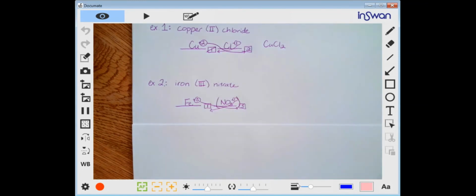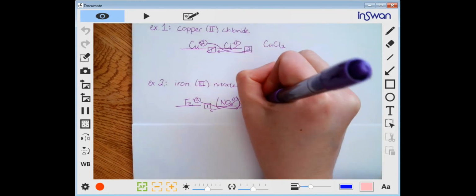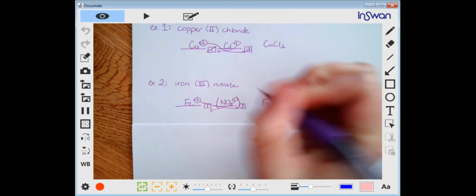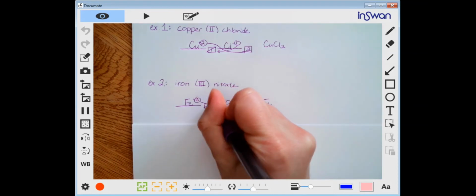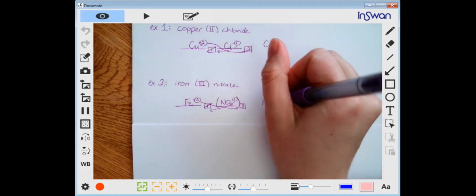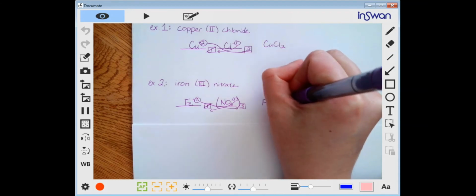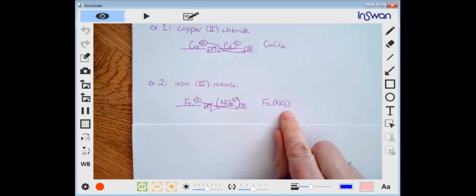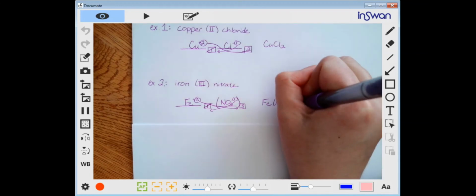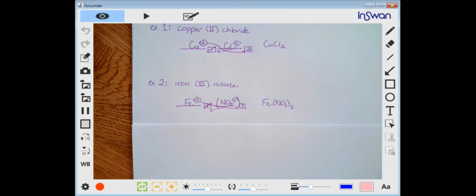Okay, so if I go ahead and rewrite this so it looks nice and neat, I have Fe. I don't need to write the subscript of 1. And then I'm going to have my parentheses, NO3. Remember that the 3 with the oxygen keeps along. We don't move that anywhere. And then the 3 for the subscript.